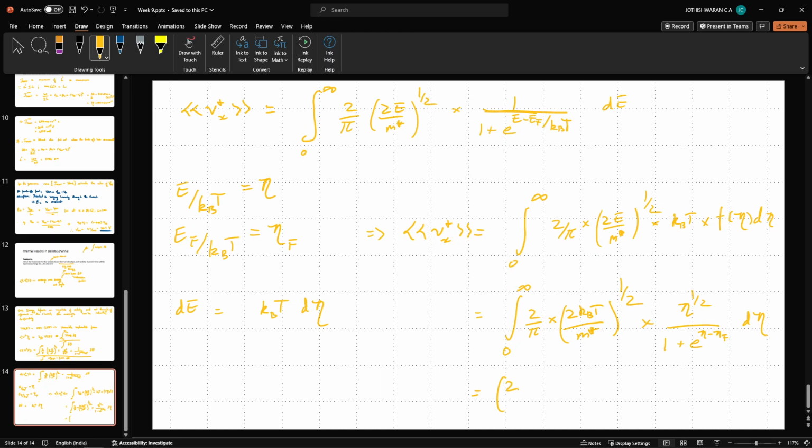So finally we will have 2 kBT divided by pi m star whole power half multiplied by this whole quantity, 2 by root pi integral 0 to infinity, eta to the power half divided by 1 plus e to the power eta minus eta f, d eta. Now this whole quantity is F half. So this is the Fermi integral of order half.